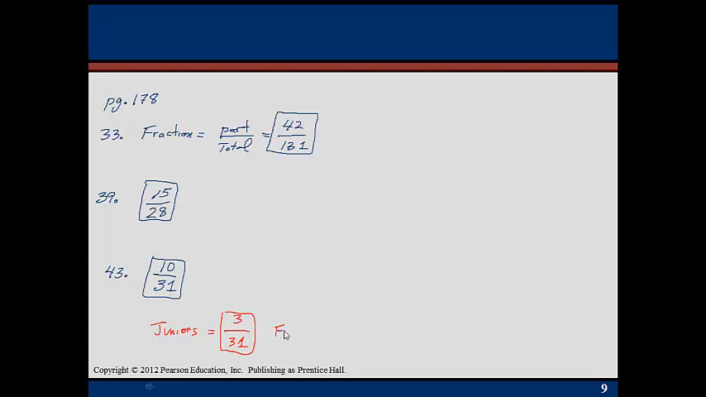And if they wanted freshmen, again, the total is still 31, but the part is now 18. Notice that if you take each numerator and add them together, so you have 10 plus 3 plus 18, it would sum to 31, which is the same as the denominator.